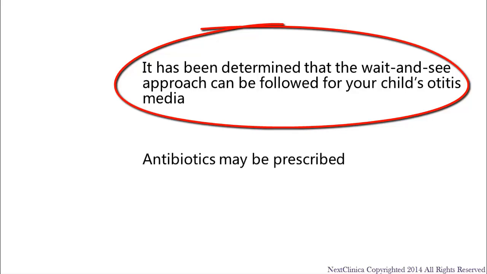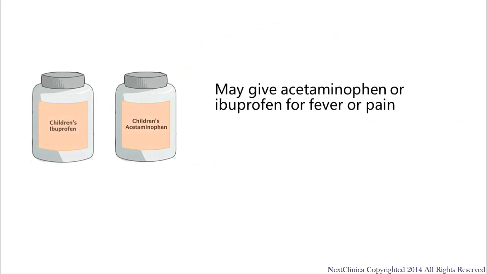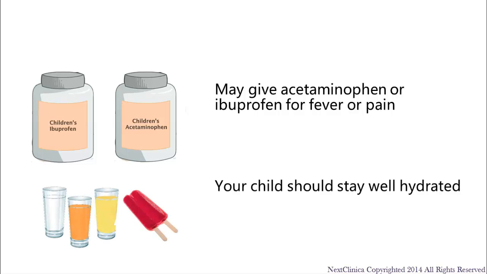Your child may have been given a prescription of antibiotics, but your emergency department provider recommends that you wait 48 hours before starting them. You may give your child an over-the-counter medicine such as acetaminophen or ibuprofen for fever or pain. It is important that your child stays well hydrated and drinks an adequate amount of fluids. If you feel like your child's symptoms are worsening, you should contact your child's pediatrician. They may ask you to start the antibiotics or return to the emergency department.